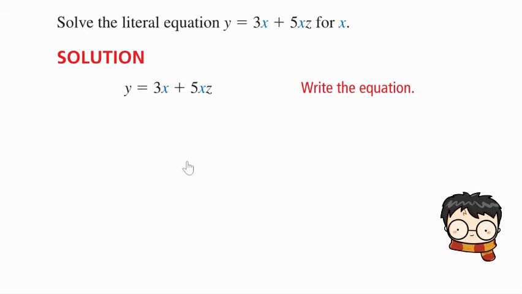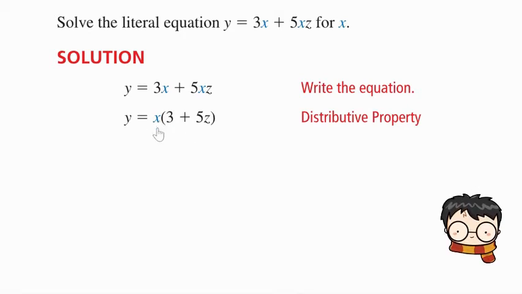So we're going to undo it by using the distributive property. We're going to factor out an x. So we're just rewriting it as a distributive property. So now we have x times the quantity of 3 plus 5z.